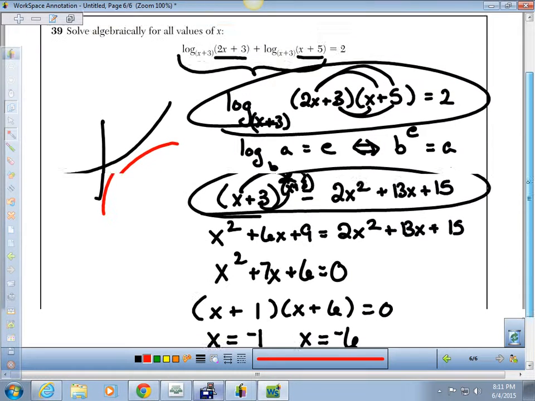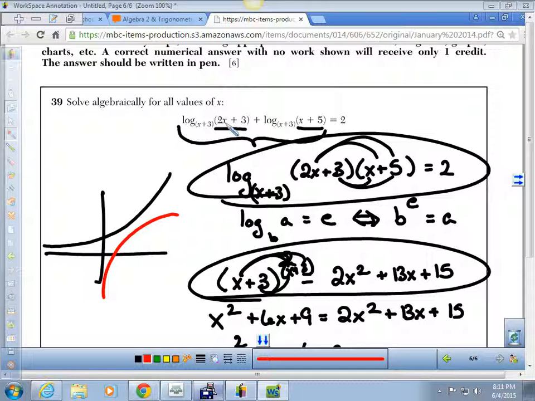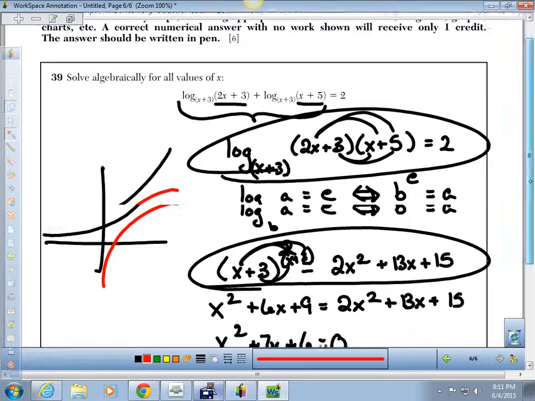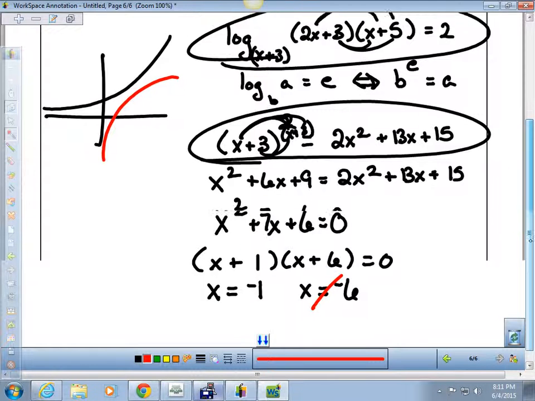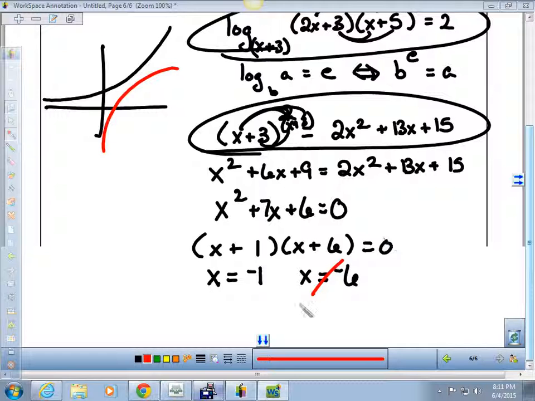So let's just look back up here. -6. What's 2 times -6? -12. What's -12 plus 3? Can I take the log of a negative value? No. This one's not going to work. But do I scribble it out? Do I erase it? No. I just show either one of 2 things. Put the line through the equal sign to say it can't work, or say reject x equals -6. It is a solution to this quadratic. It's just not a solution to the original log equation that we started with.